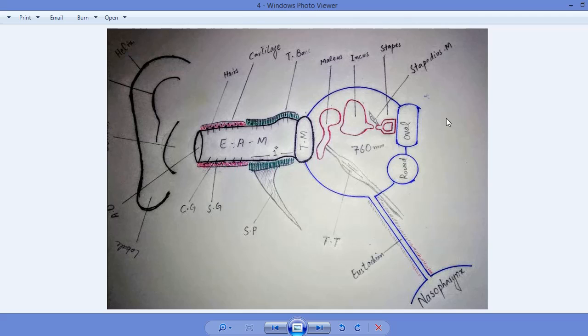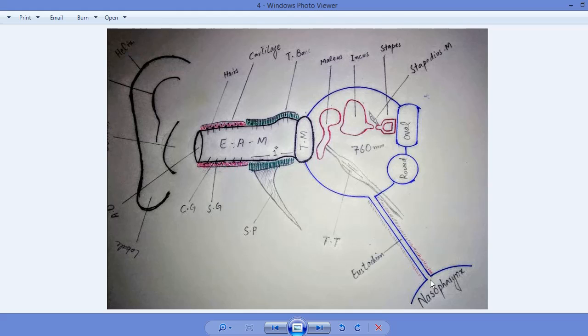The external ear consists of air. The middle ear also consists of air. Over here there is air, and the pressure of the air over here is 760 millimeters. The pressure of air is also 760 millimeters over here. How does it maintain 760 millimeters of air over here? This middle ear is connected with the nasopharynx. It is connected with the pharynx with the help of a tube, and that tube is called the eustachian tube.